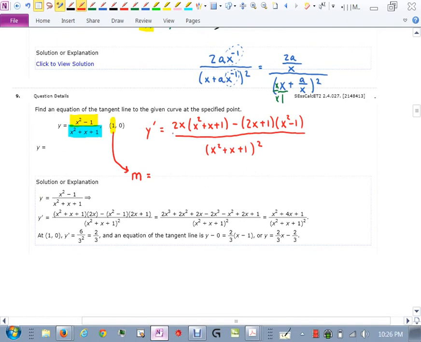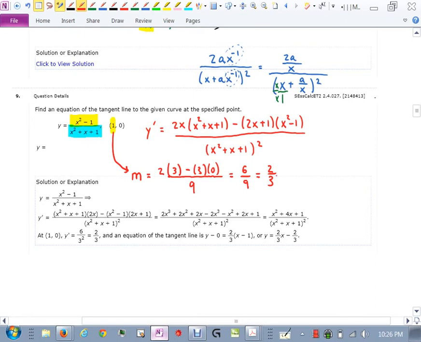So 2 times 1 here gives me 2. And 1 squared is 1, plus 1 plus 1, so we get 3 there, minus 2 times 1 is 2, plus 1 is 3, so I have 3. And then over here we get 1 squared, which is 1, minus 1. Hey, 1 minus 1 is 0, so that's going to kill that one off. On the bottom, 1 squared is 1, plus 1 plus 1, I have 3, but 3 squared is 9. So what I get here is 6 over 9, same as 2/3. So at that point, my slope is 2/3.